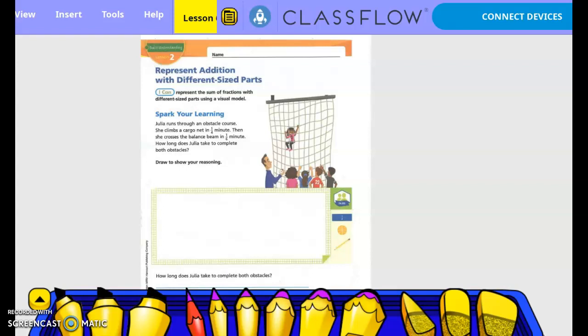Fifth grade into math, lesson 6.2. Represent addition with different sized parts. I can represent the sum of fractions with different sized parts using a visual model.